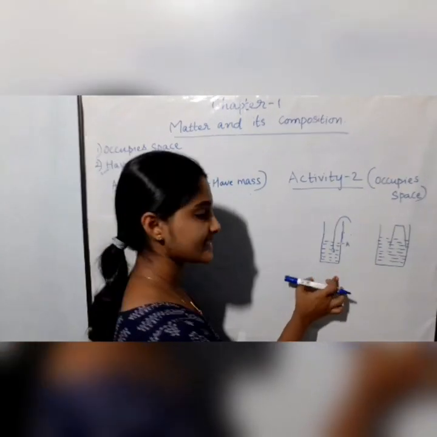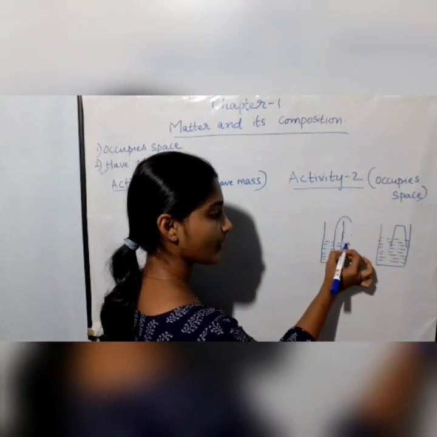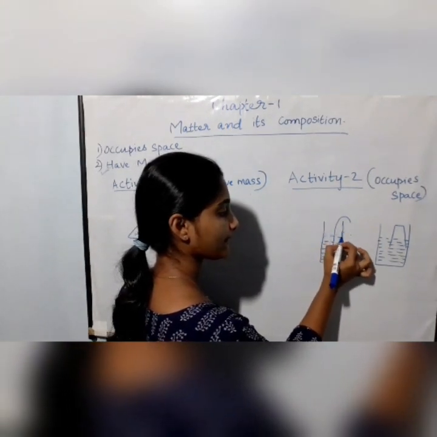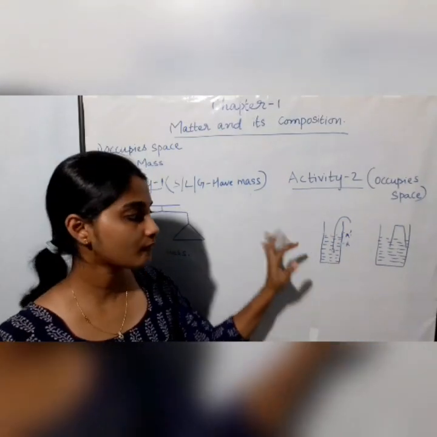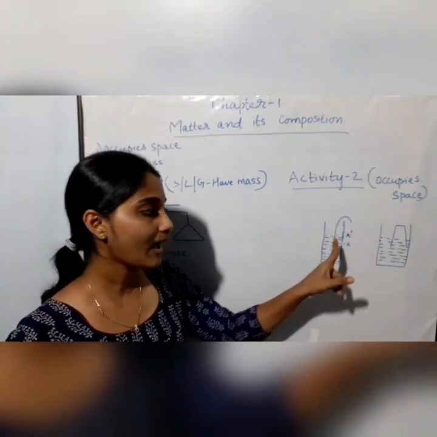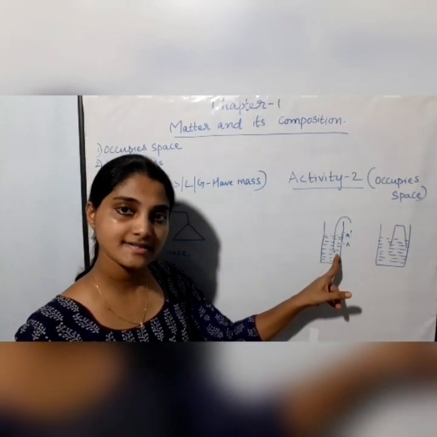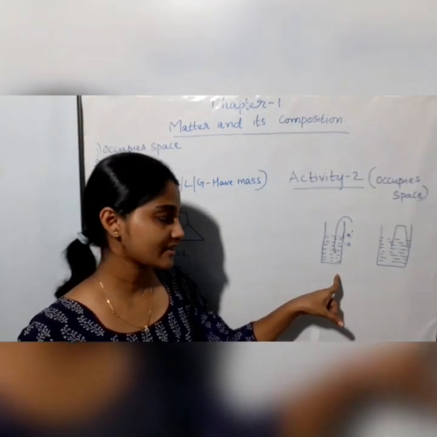Now what you can see is that the level of water rises from A to A dash. Say the level of water has risen till here. You mark the point as A dash. Why? Because a solid piece of stone was inserted into the measuring cylinder.